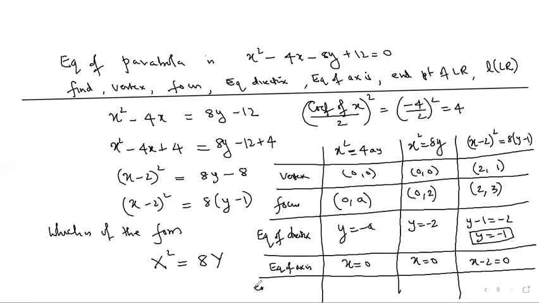Endpoint of latus rectum. 0, a. So plus or minus 2a, a. Plus or minus 4, 2. That means x minus 2 is plus or minus 4. So what will be the x coordinate? 6, y minus 1 is 2, so 3. And what will be the other one? Minus 4 plus 2, minus 2. Minus 2, 3. That is your final answer.